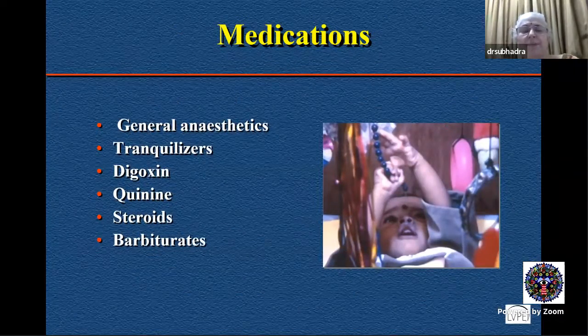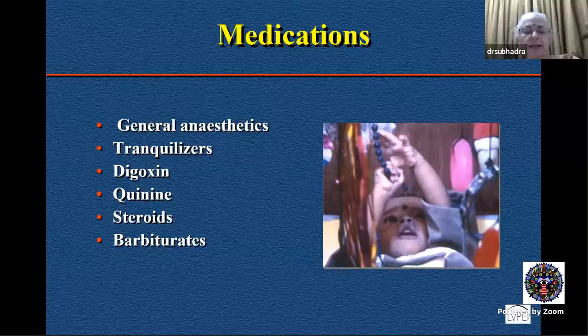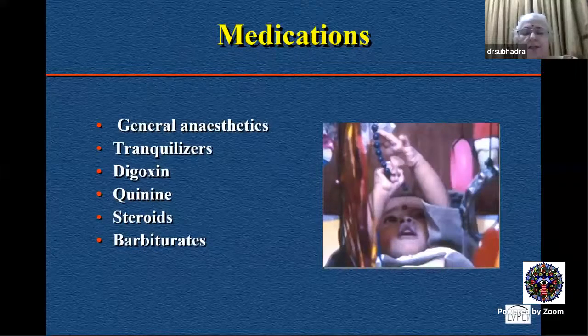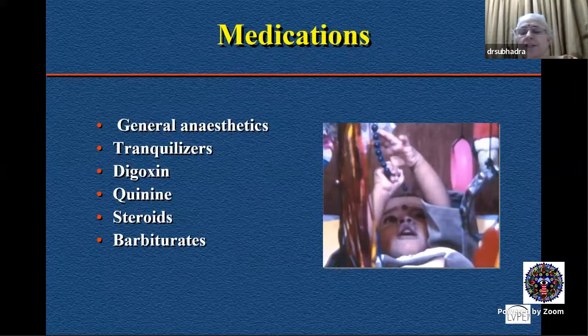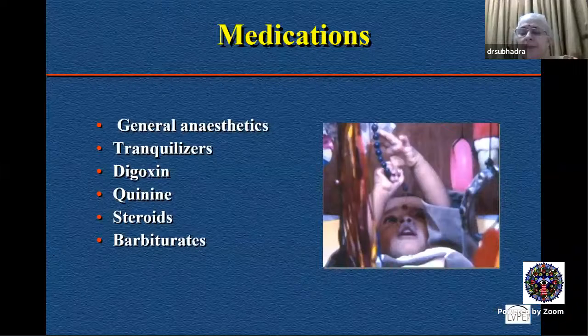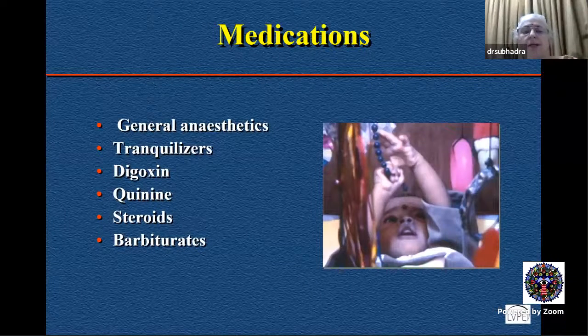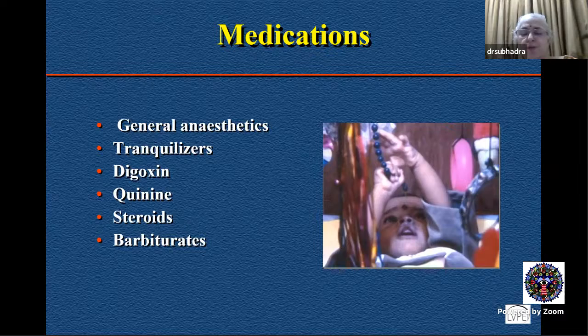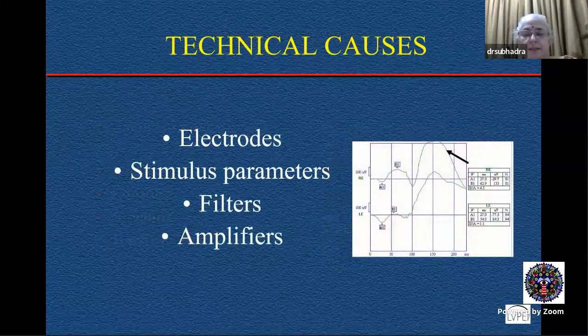Then this is important from our point of view. If the patient is on any medication, especially if they're taking steroids or quinine or digoxin or certain others like Diamox, then it can affect the responses. Same thing happens with alcohol. If somebody takes alcohol, that changes the milieu of the retina, the electrophysiology of the retina, and so you can get a change in the responses. So these are some of the physiological variations.